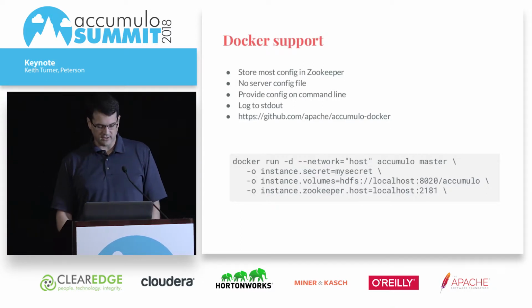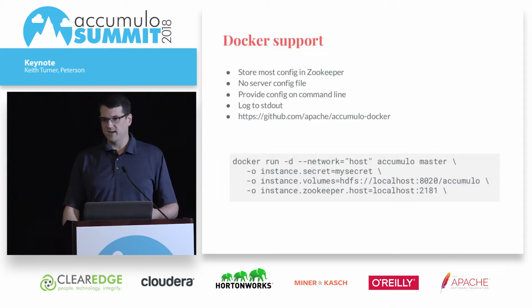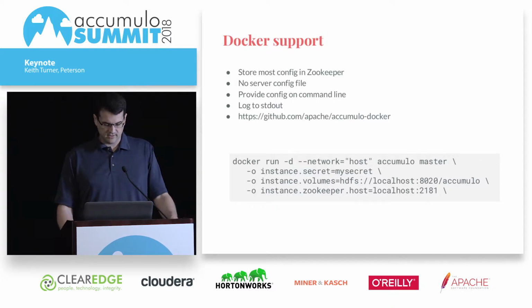Another nice thing about the changes for Docker is you can pass configuration to Accumulo on the command line. So you can pass everything you need to connect to Accumulo with these -o options. This example shows running the master and passing all the instance properties that would normally be in your config file. So there's no config file, you just pass everything you need, and then Accumulo gets what it needs from Zookeeper and logs to standard out.